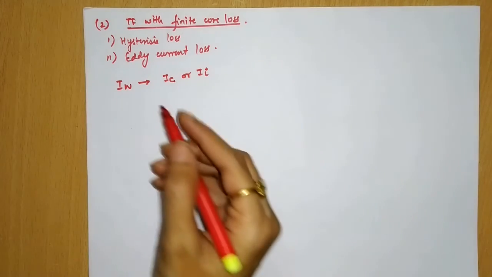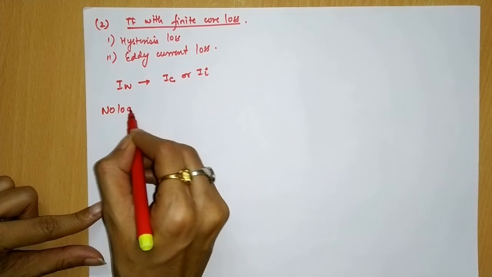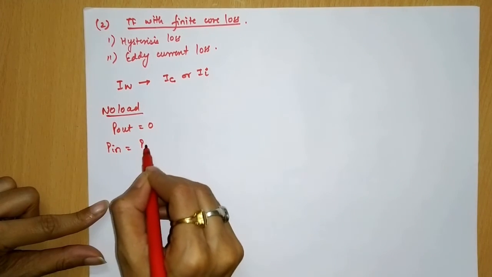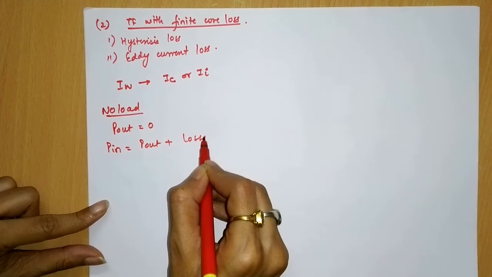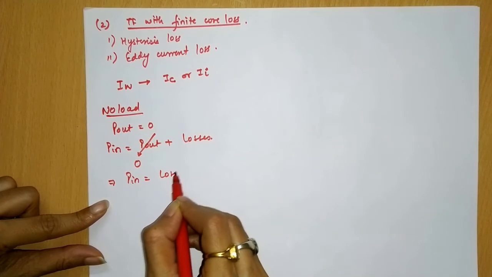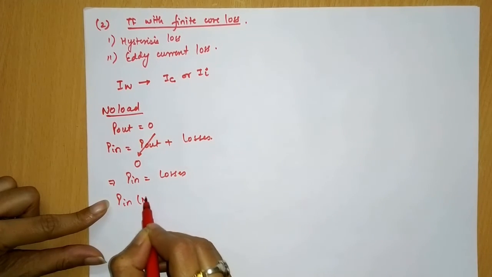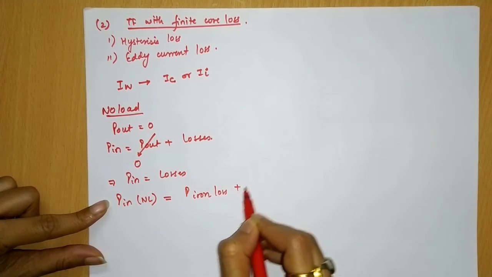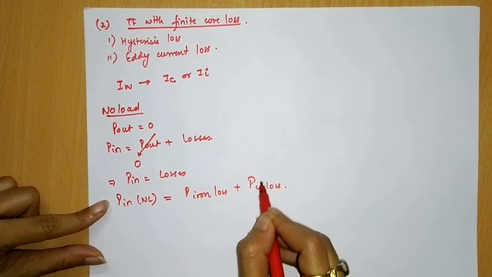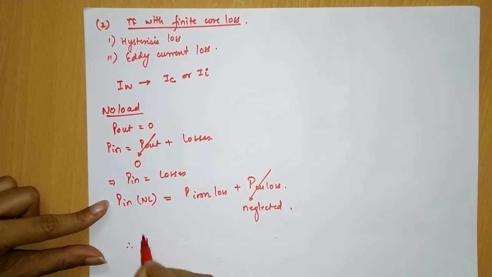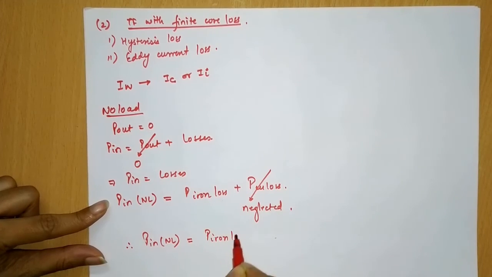Next, what we saw just now is that under no load condition, output power is equal to 0. Hence, the input power is equal to P out plus losses. Under no load this is 0. Therefore, input power is equal to losses. Therefore, under no load condition, input power is equal to iron loss plus copper loss. This is neglected under no load condition. Therefore, no load losses is equal to nothing but the iron loss.